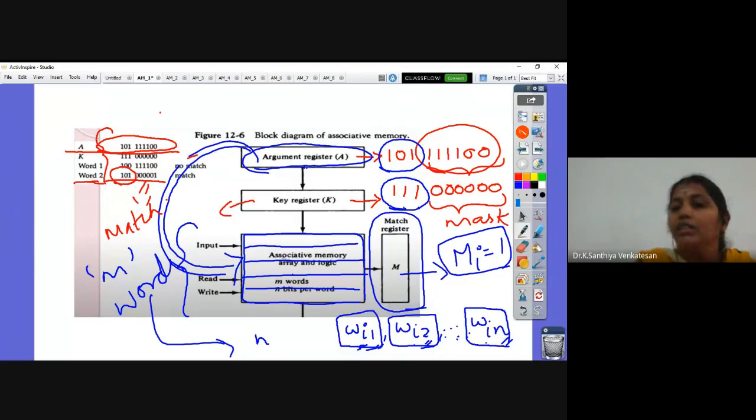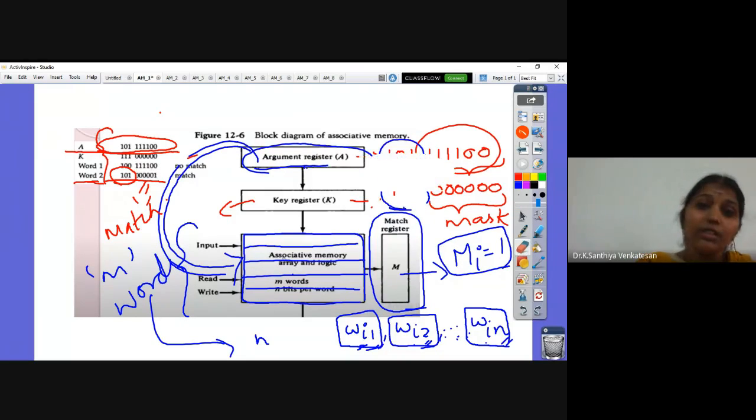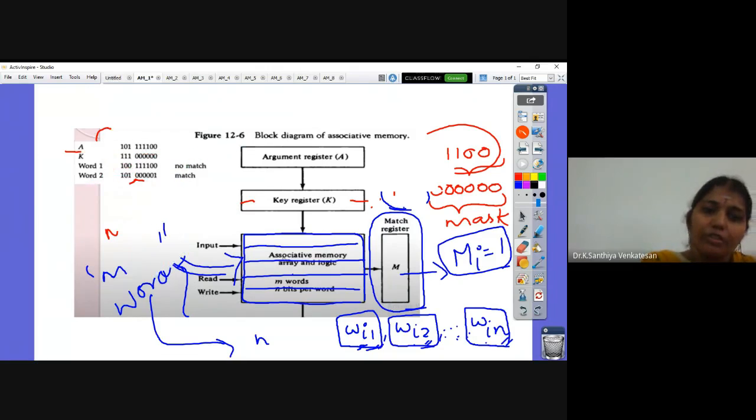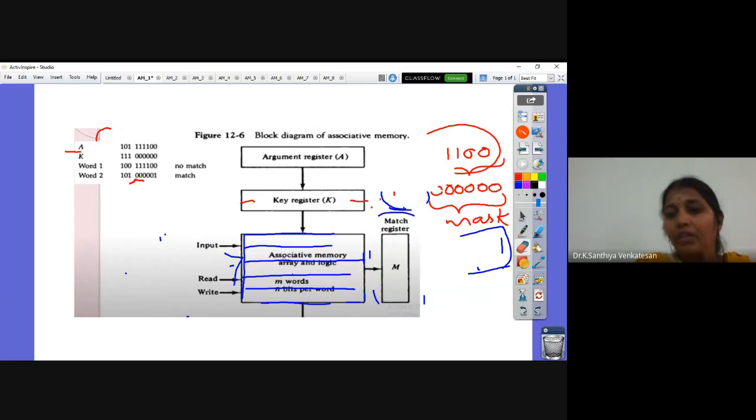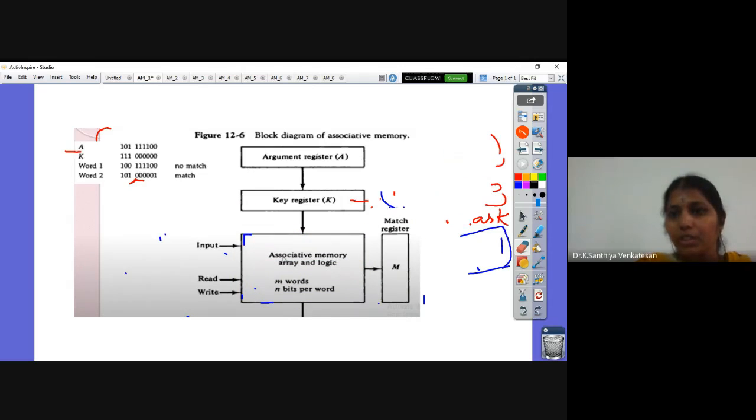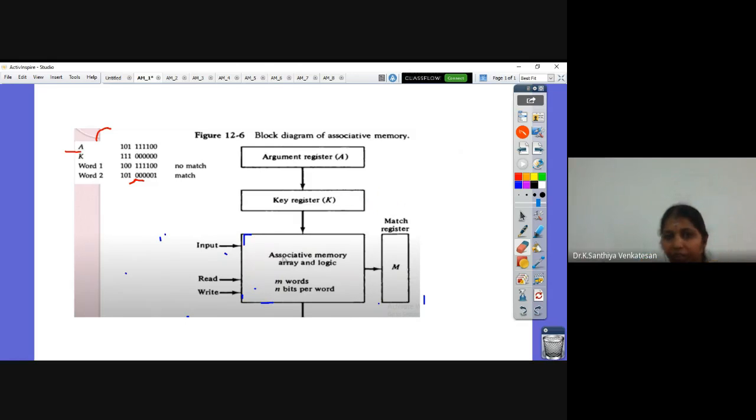Okay. And I think this block diagram gives the complete picture of your associative memory. I'll wrap all these things up. So you have m words and n bits per word, and you know the role of the argument register, key register, and the match register. Any doubt in this block diagram? Can we move to the next one? Karna, do you have any doubt in this?